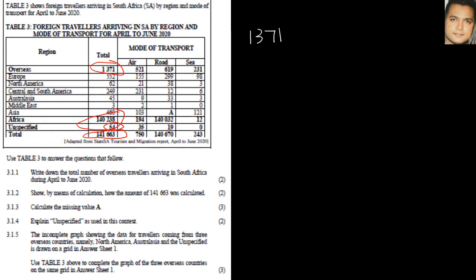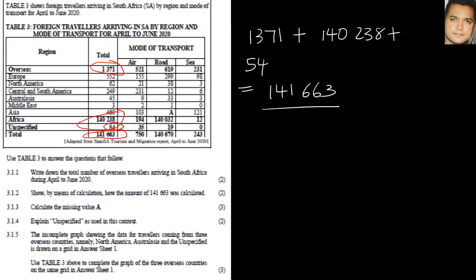Okay, 13171 plus 140238 and plus the 54 as indicated, and our amount should be 141663. Now remember, when they say show how a certain amount has been calculated, that means your final answer would be that answer. So in this case, they're asking us to show how 141663 was calculated, so we arrive at that amount.